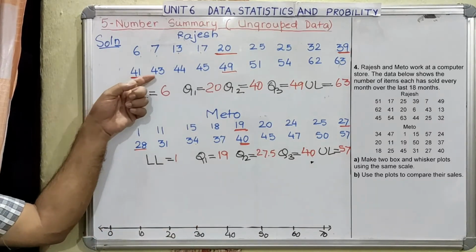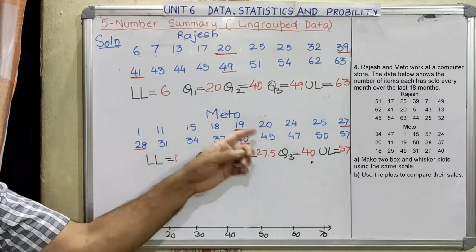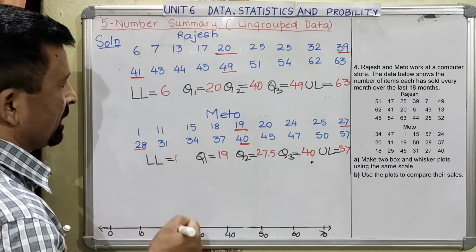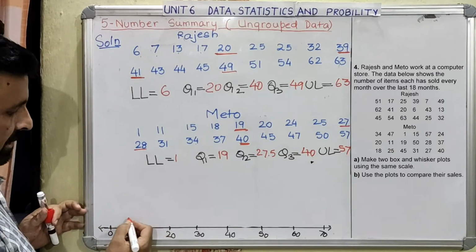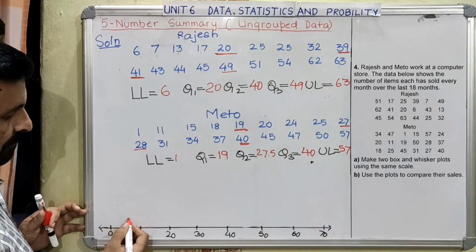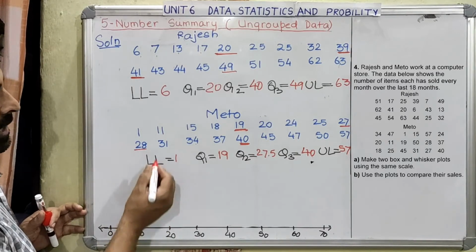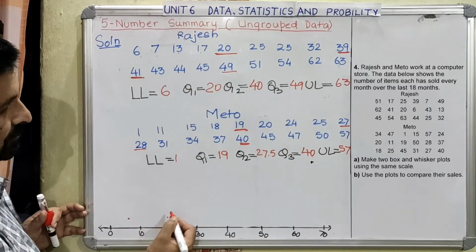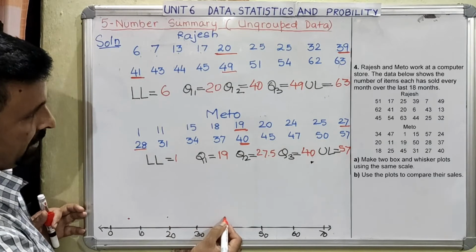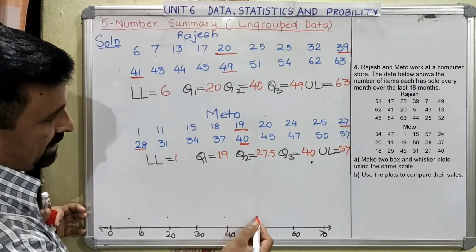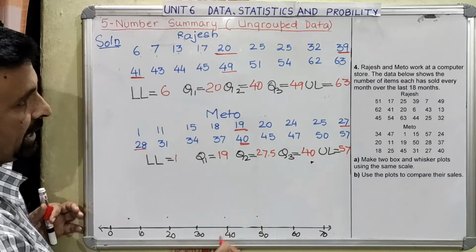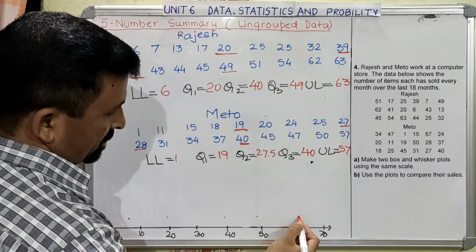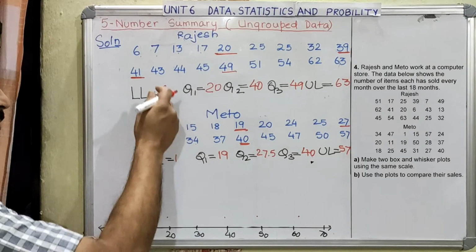So I am going to first of all plot the first one, then I will go for the second one. So the first one, the lower limit is 6, which will be a little more than half. So this is 6. Then another is 20. Then is 40. Then is 49, a little less than 50. And then the last is 63, so a little more than 60. So these 5 points will be for your first set of data.